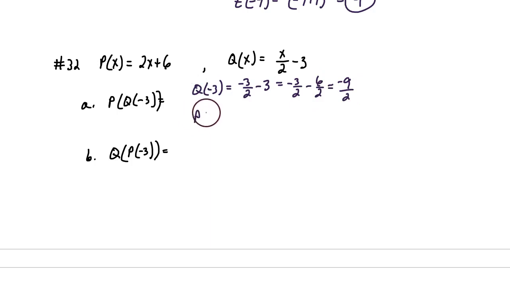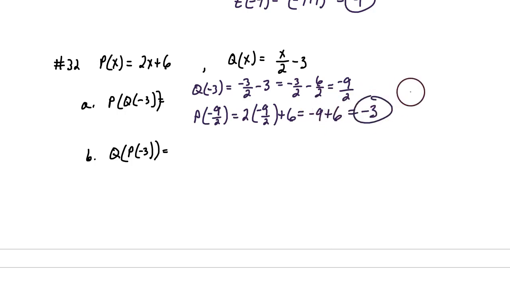Now find p of -9/2. Take the rule for function p and fill in -9/2. This 2 and this 2 cross out, leaving -9 plus 6, and that makes -3.